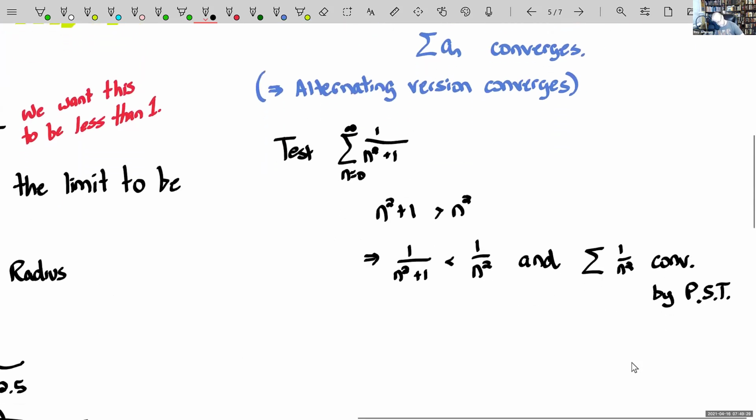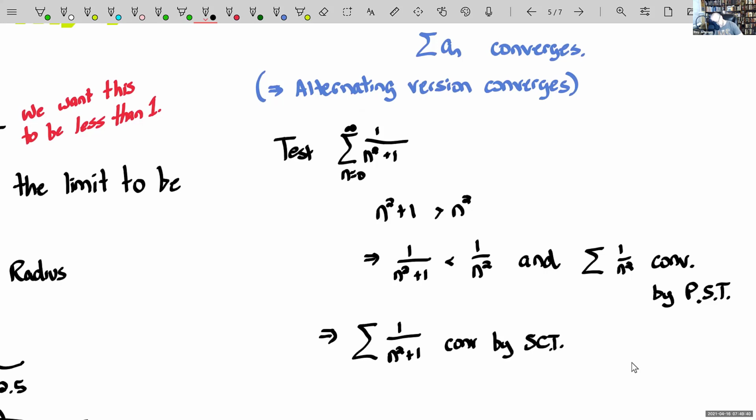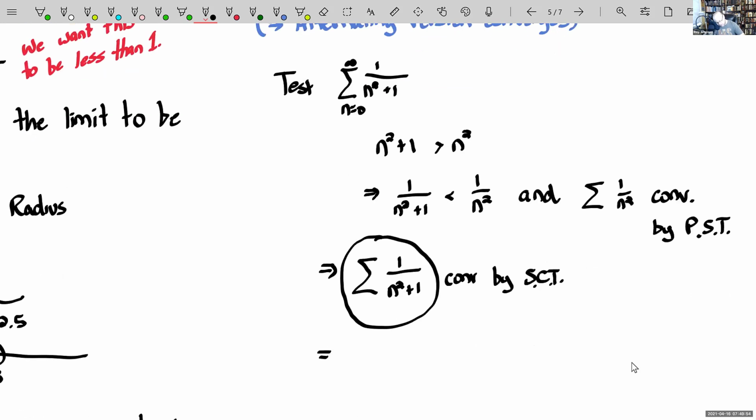Thus, the summation 1 over n squared plus 1 converges by the series comparison test. Notice that I'm using all my tests previously within this. You're going to get a lot of practice with that. That's just how it is. So we found out that the non-alternating series converges. This implies the alternating series converges as well.